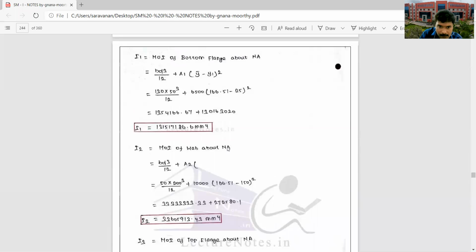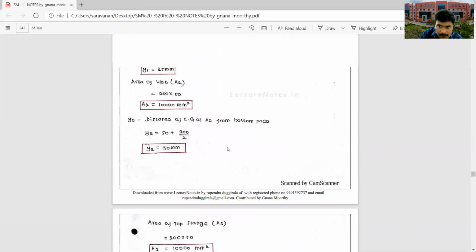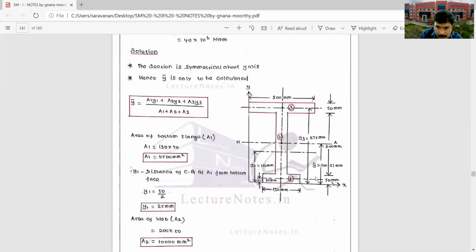You can see, here this distance is 166.51. Here, the distance between the center of section 2, for which we are calculating the moment of inertia I2. In this web, take half of the distance. In this web, the half of the distance is this one.